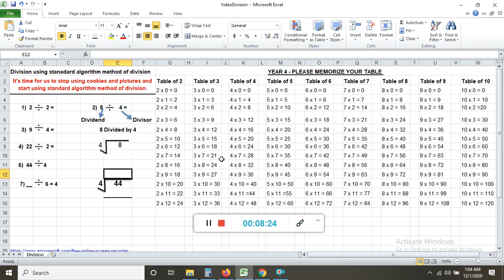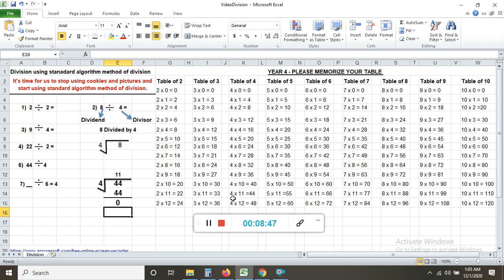Or we could just go 4 by 1. Let's see if it works for us. It's a 4. And again, 4 by 1 is a 4. And 44 minus 44 is 0. There we go. And again, it's the same thing.